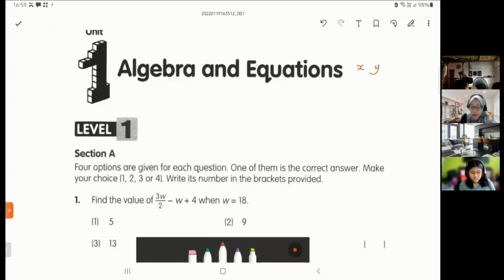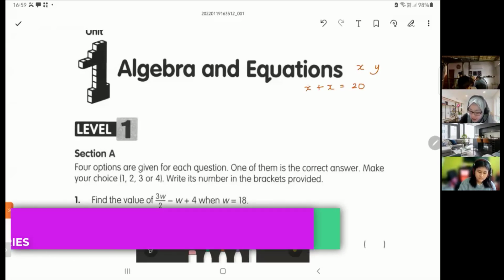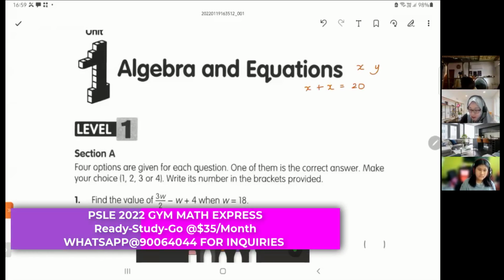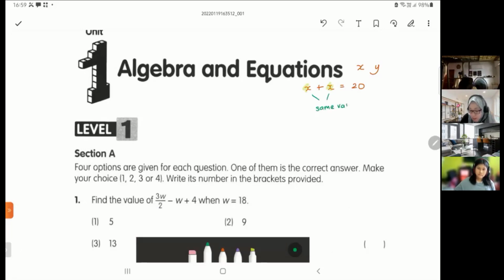For example, if I have X plus X equal to 20, it means that this X and this X have the same value. It holds the same value, right? This is your rule number 1. The same alphabet holds the same value.